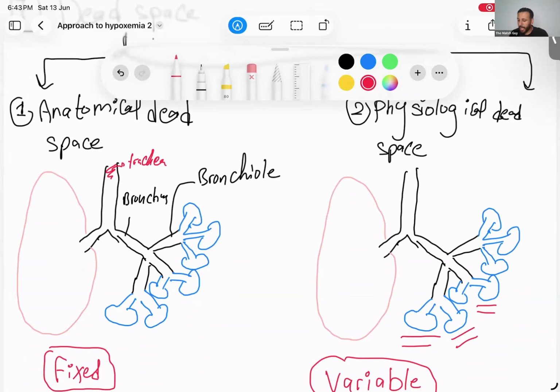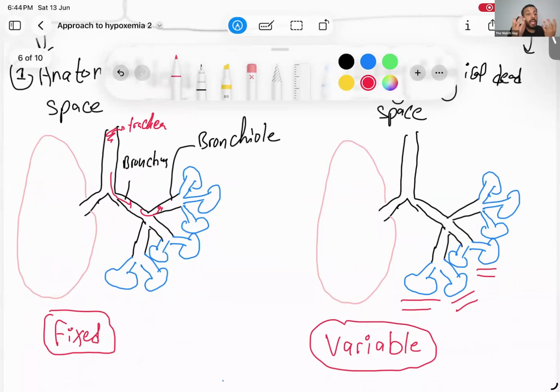So, the trachea is going to divide into bronchus and then it's going to be divided to bronchioles. However, along the respiratory tract in this area, the trachea, bronchus, and the main bronchioles, they do not have alveoli and they do not have pulmonary vessels going into them. So they are not involved in the gas exchange. And since they are not involved in the gas exchange, they are called dead space.